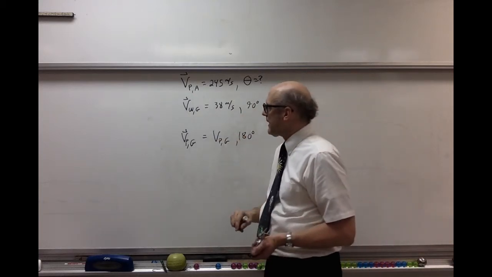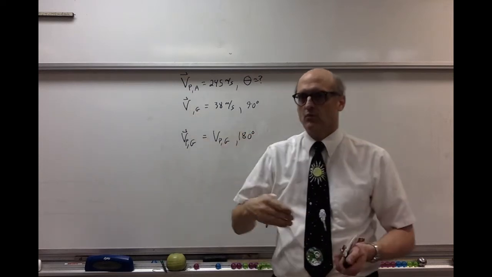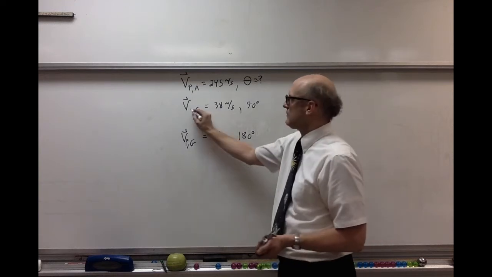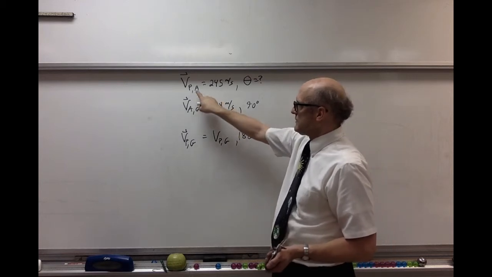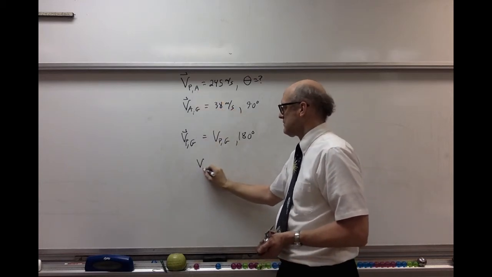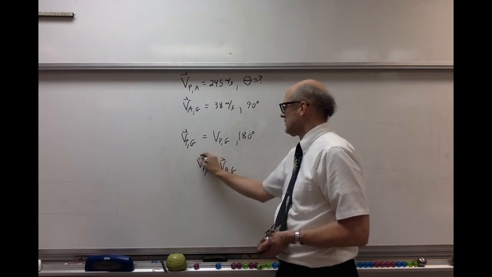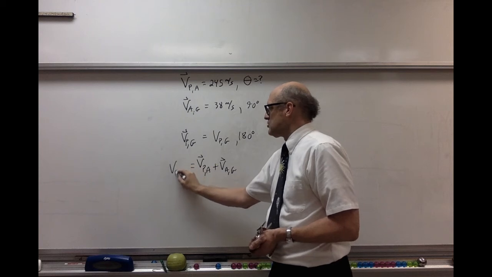Before I do that, I want to change W to A, because even though they tell us that the wind is blowing, I'm going to say that it's the air moving rather than the wind moving. So I'm going to change that to A. And then you can see that if you take VPA plus VAG, you have A next to each other. That's equal to VPG.